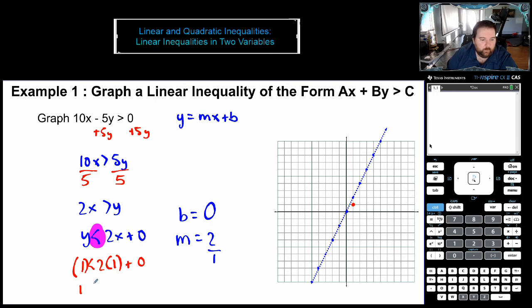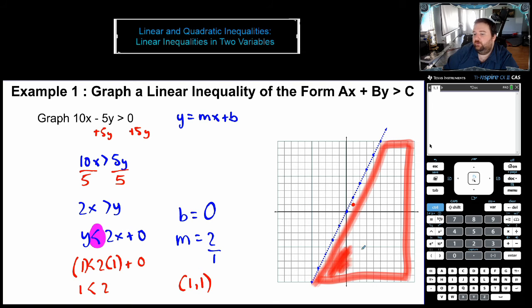Plus 0. 1 less than 2? Yes, it is. 1 is less than 2. So this point that we picked, this ordered pair of 1, 1, which we substituted back into our equation, is true, which means anything else that's on this side is also going to be true. So the way that I'm going to show my solution region is I'm going to shade in anything on this side because these are also solutions.